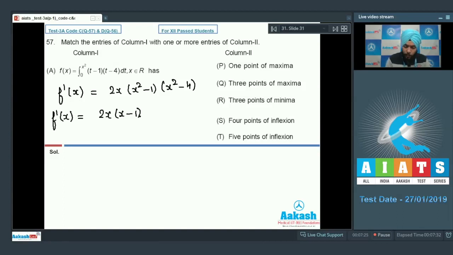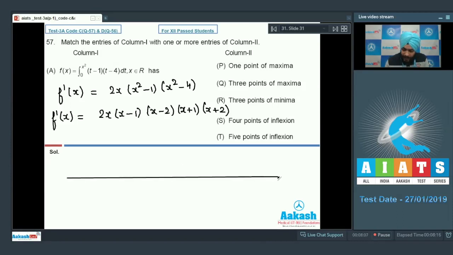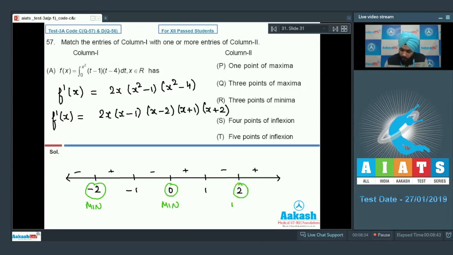x equal to 0, x equal to 1, x equal to 2, x equal to minus 1 and x equal to minus 2. So let us analyze f dash x over the number line. 0, 1, 2, minus 1, minus 2. Positive, negative, positive, negative, positive, negative. From negative to positive we have a point of minima. So 0 is also point of minima. This is also point of minima. The remaining two are the points of maxima.